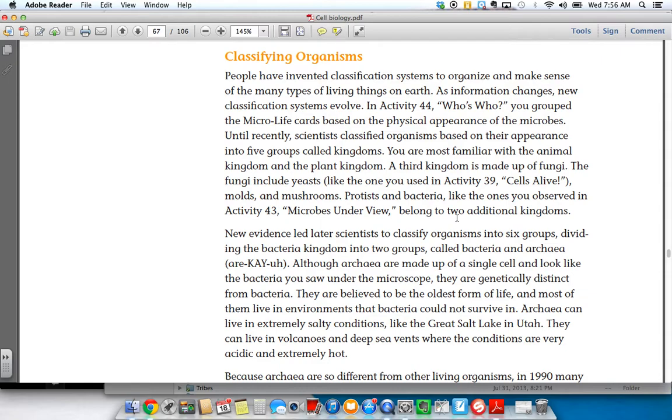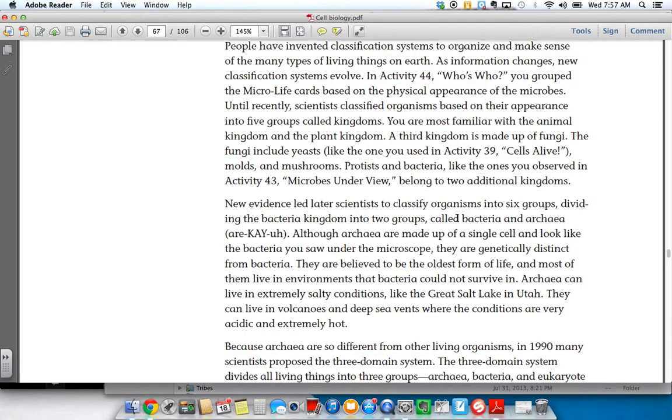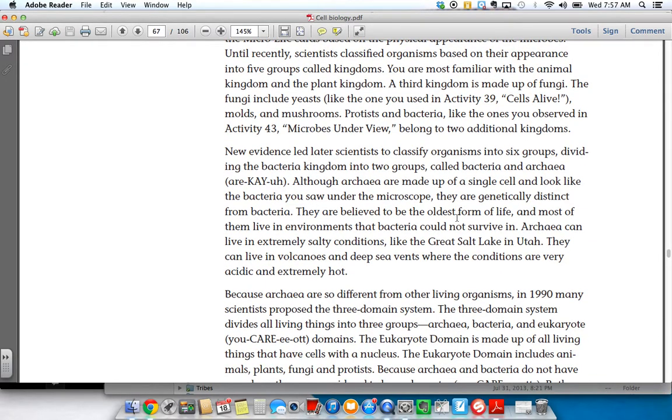New evidence led later scientists to classify organisms into 6 groups, dividing the bacteria kingdom into 2 groups called bacteria and archaea. Although archaea are made up of a single cell and look like the bacteria that you saw under the microscope, they are genetically distinct from bacteria. They are believed to be the oldest form of life, and most of them live in environments that bacteria could not survive in. Archaea can live in extremely salty conditions like the Great Salt Lake in Utah. They can live in volcanoes and deep sea vents where the conditions are very acidic and extremely hot.